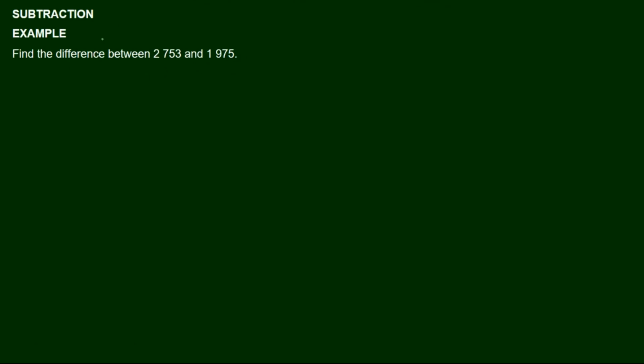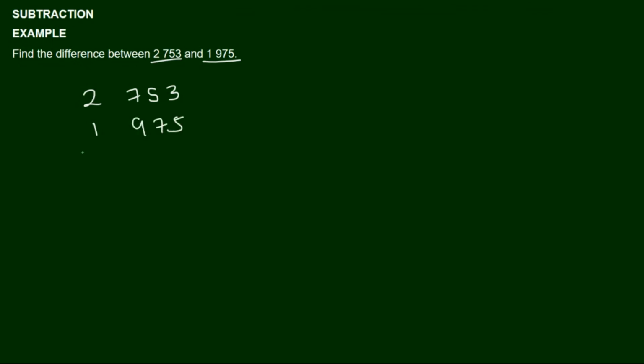In this lesson, we're going to do subtraction using columns. The instruction here says find the difference between 2,753 and 1,975. We can write these numbers in columns like this, and then the number that is being subtracted is written underneath.